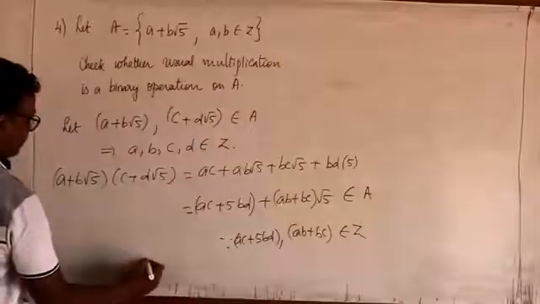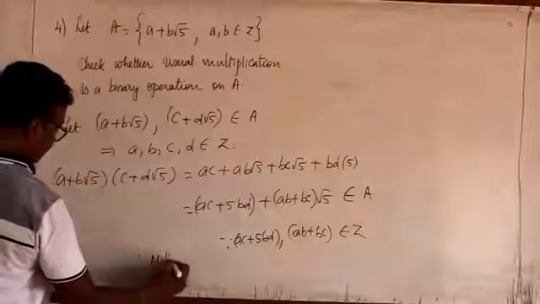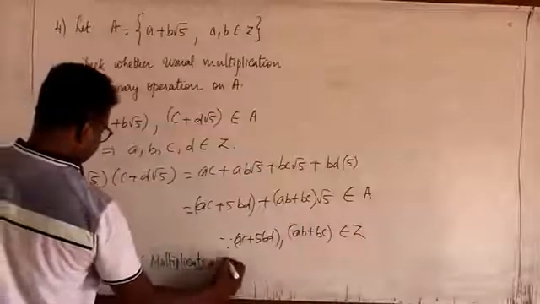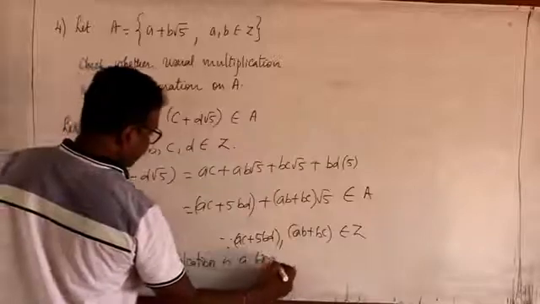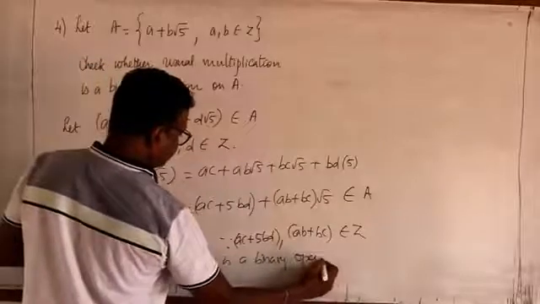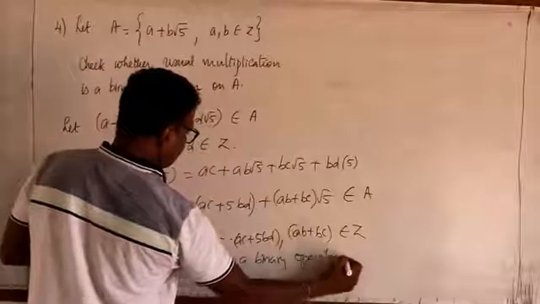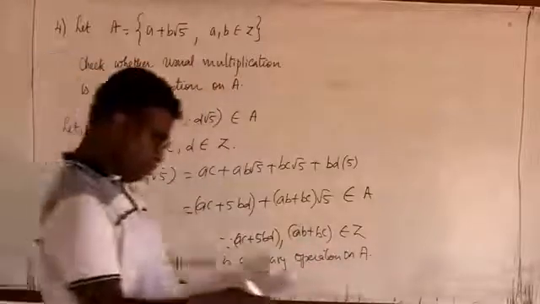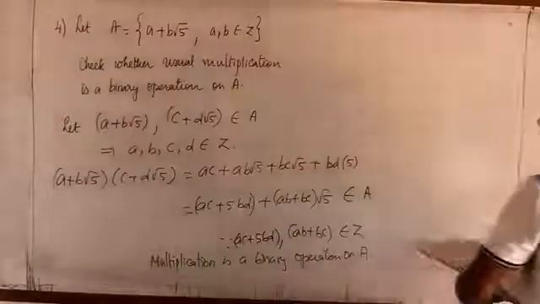Therefore, multiplication is a binary operation on A. That's it. This is the fourth problem. Now, fifth problem.